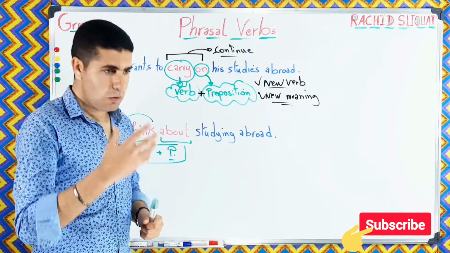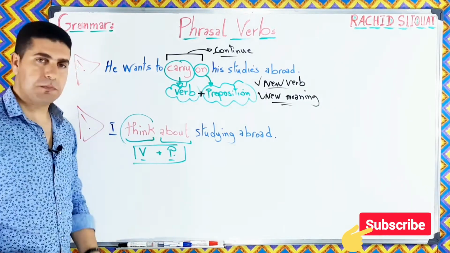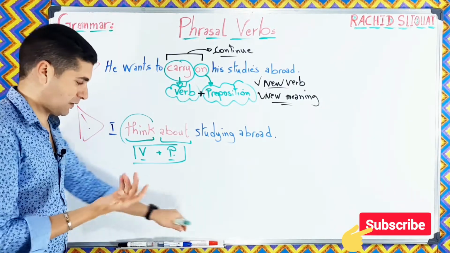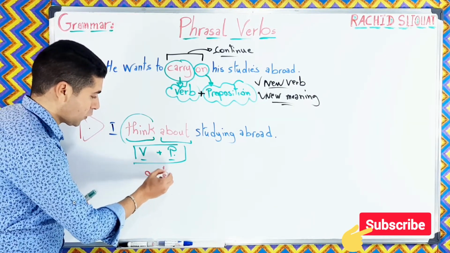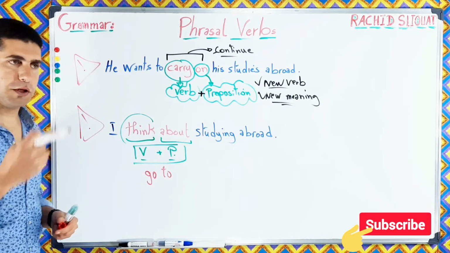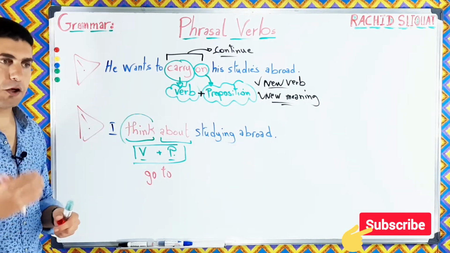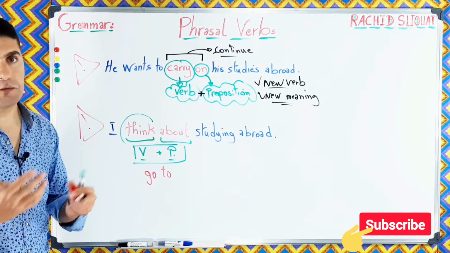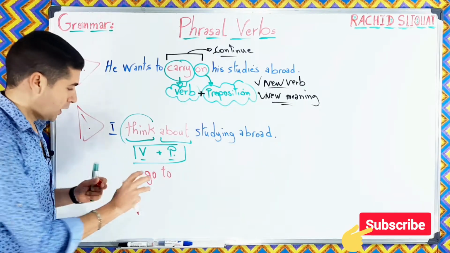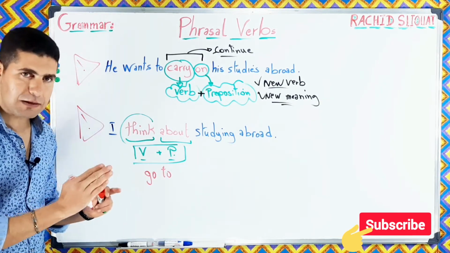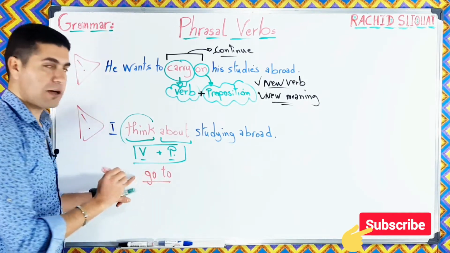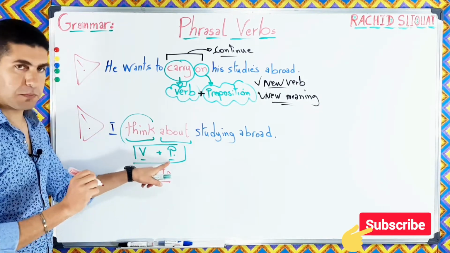Okay, all right. Actually, verb plus preposition, we have a lot. We have, for example, go to. I go to school, I go to the supermarket, I go to maybe university. So as you can see here, the verb go did not change. The meaning is still as it is. So this is not a phrasal verb. This is just a verb plus preposition.